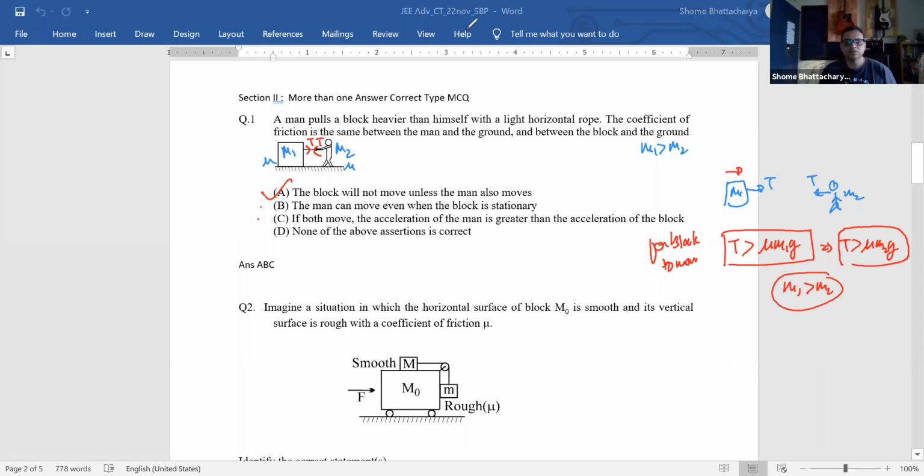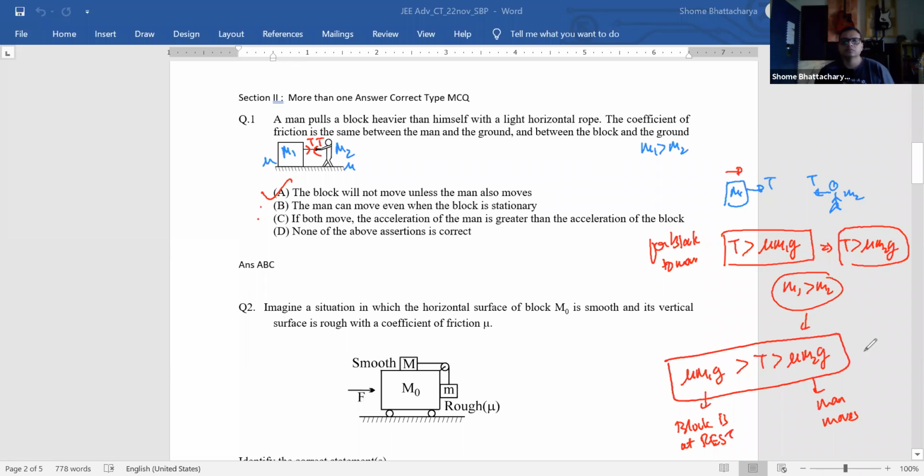Okay, Viraj, the first statement is clear. Okay. Now the man can move even when the block is stationary. That is true, because it can happen because m1 is greater than m2. So the condition for the man to move is that T is greater than mu m2g, but it can also happen that T is less than mu m1g. So the block is not moving, but the man is moving. This can happen. Again, why? Because m1 is greater than m2. Okay. So that is why statement B is also correct.